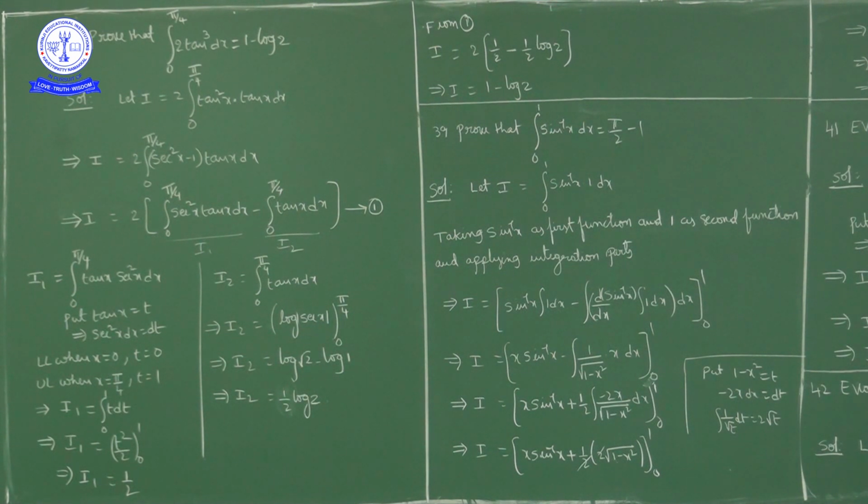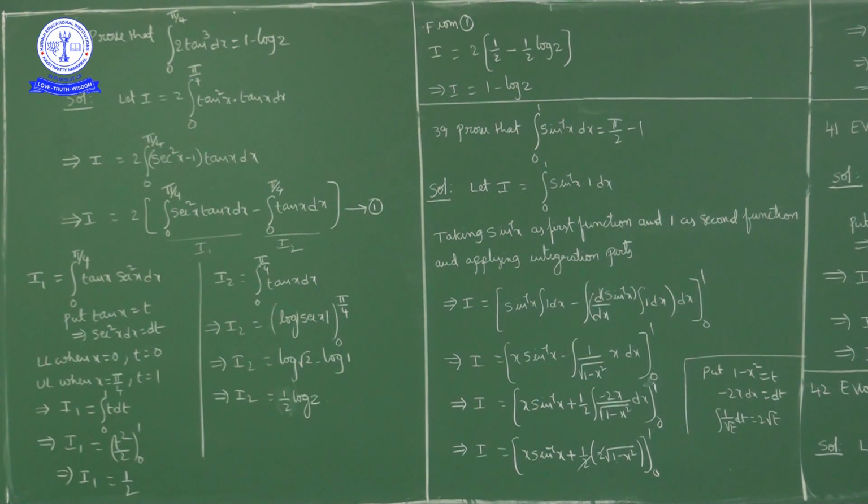Now we are discussing the integration topic, miscellaneous exercise. Next question, question number 38. Prove that the integral from 0 to pi by 4 of 2 tan cube x dx is equal to 1 minus log 2.